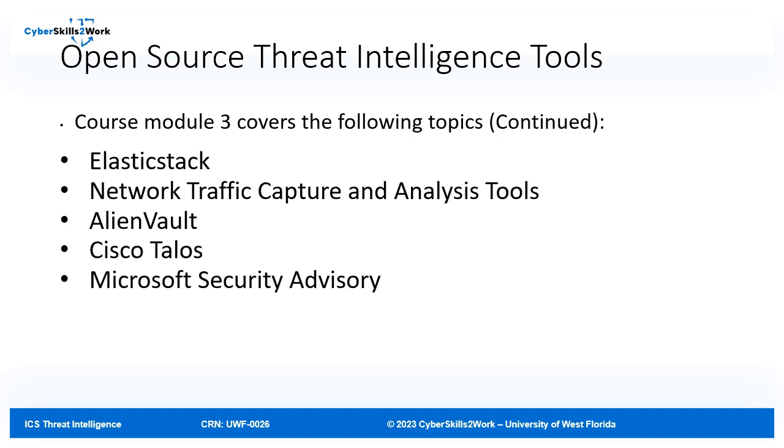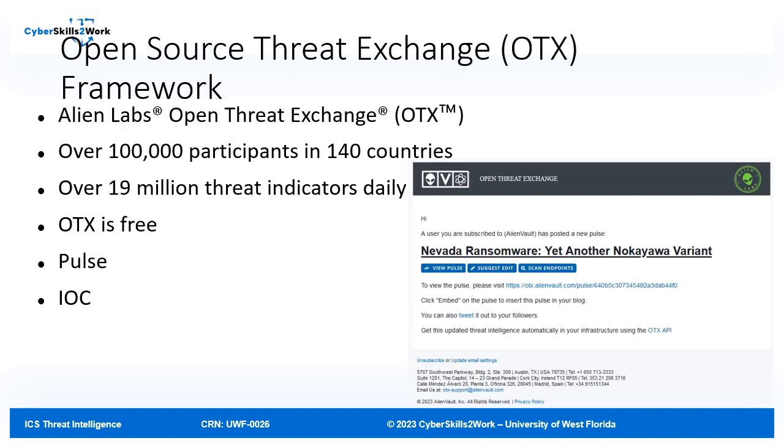Continuing on from the previous slide, we have Elasticsearch, Network Traffic Capture and Analysis Tools, AlienVault, Cisco Talos, and Microsoft Security Advisories. AlienLabs Open Threat Exchange is supported by over 100,000 participants in 140 countries. These participants provide over 19 million threat indicators daily. OTX is free. When a person subscribes, they can get access to pulses.